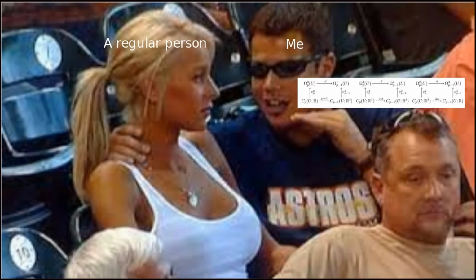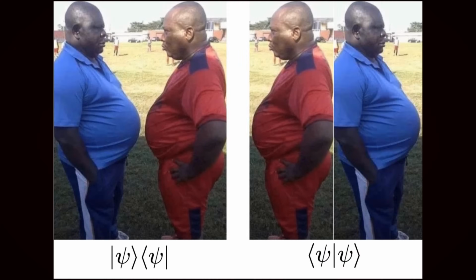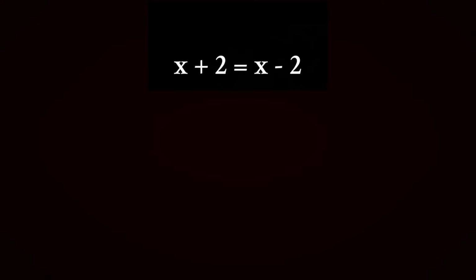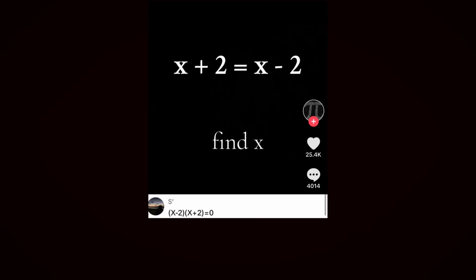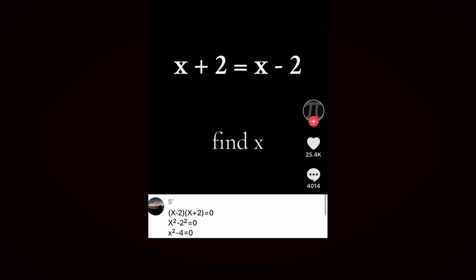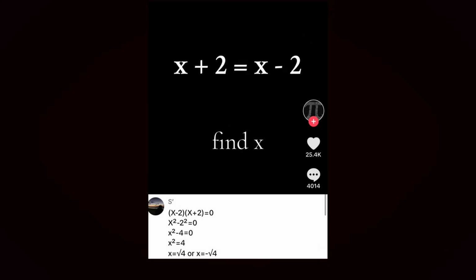A regular person. Me. x plus 2 equals x minus 2. Find x. (x minus 2) times (x plus 2) equals 0. x to the power of 2 minus 2 to the power of 2 equals 0. x to the power of 2 minus 4 equals 0. x to the power of 2 equals 4. x equals root of 4 or x equals negative root of 4.